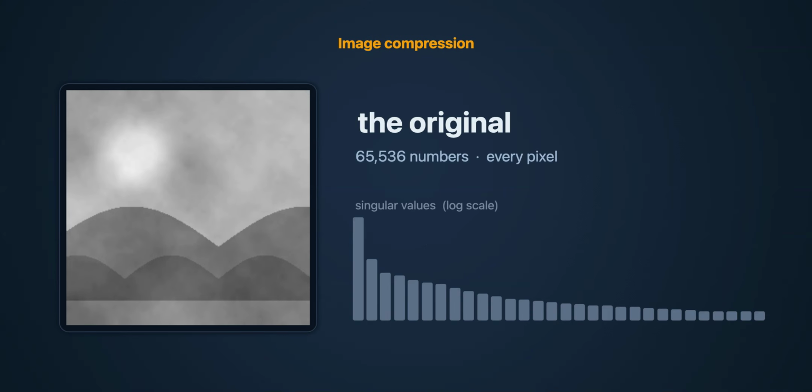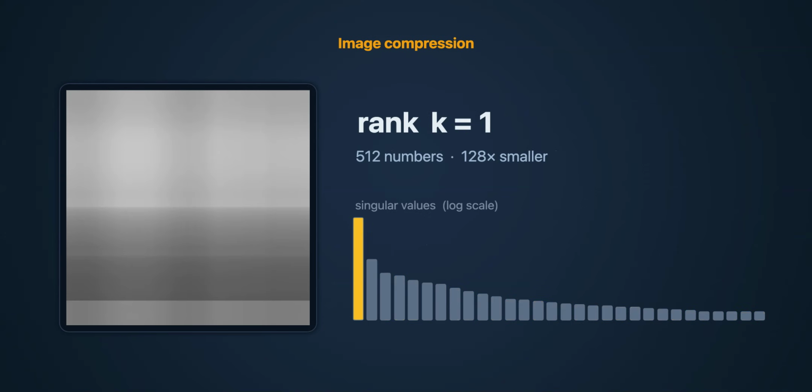A photo, to a computer, is just a grid of brightness numbers. So it is a matrix, and we can take its SVD. Here are its singular values. Biggest first. The full image keeps everyone. Keep only the single biggest layer, and the whole photo is just broad bands of light and dark. One singular value out of hundreds.